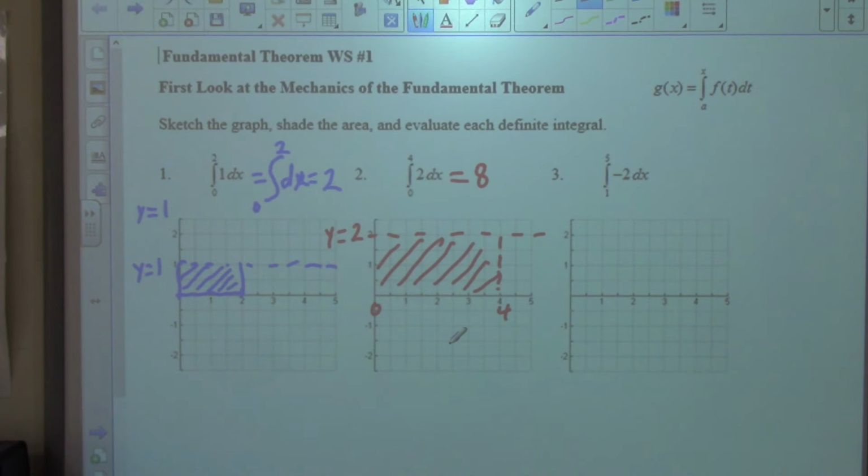Do I have another volunteer for number 3? I'll try. I got a question. Can area be negative? Yes, area can be negative. Then I went from -2 and then this little dash line, so like this right here? Yes.